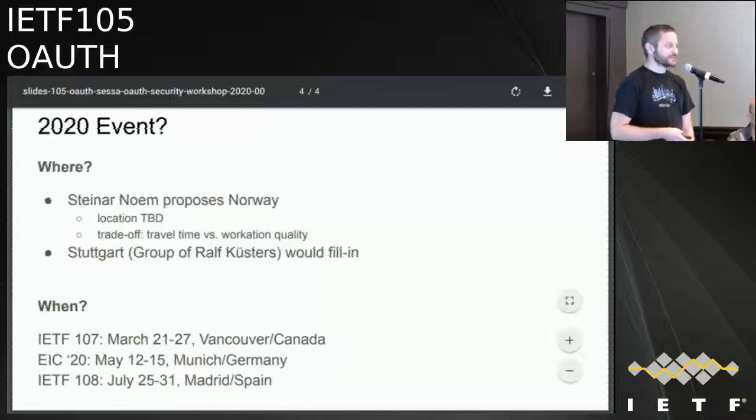Yeah, and we could also do that in Stuttgart at the group of Küsters. They said they would at least fill in if nobody else would do that. They could host the event as well. And when would we do that? Well, if we have it in Europe, then maybe we don't attach it to the IETF event 107, which would be in Vancouver, but we might do that in May, where the EIC is in Munich, or close to the IETF 108 event, which is in Madrid, Spain. I do understand that Spain is not exactly close to Norway, but I think it's close enough. It's on the same continent. It's the same continent, exactly.